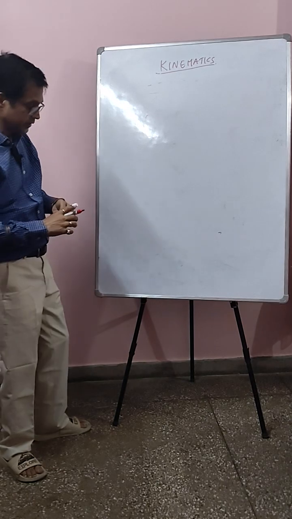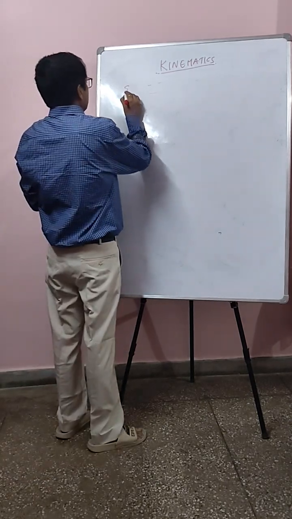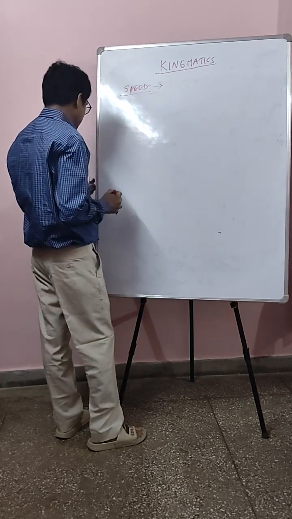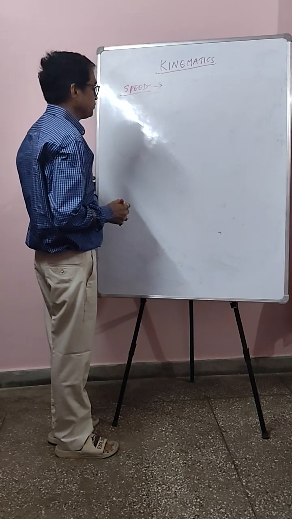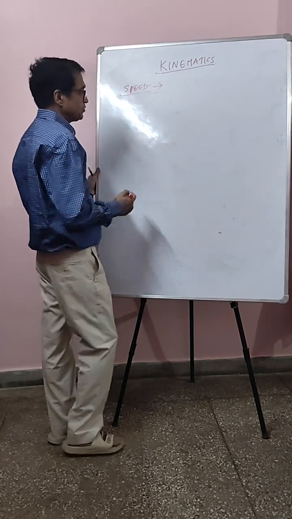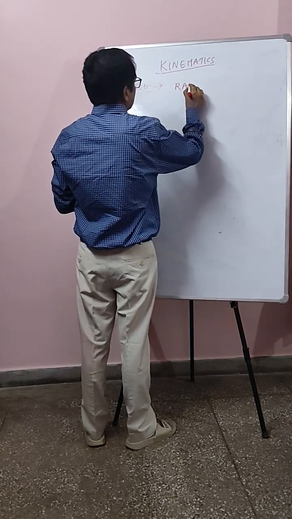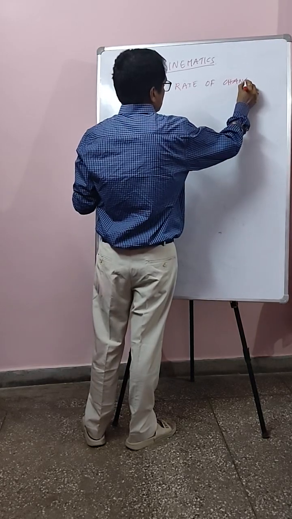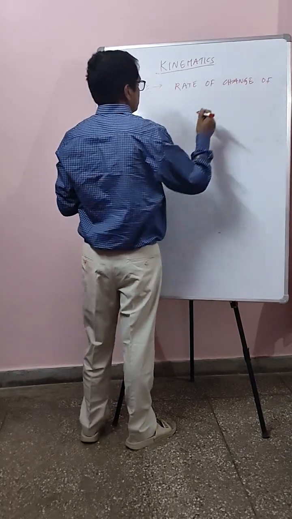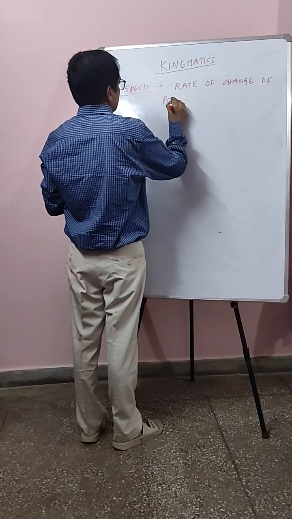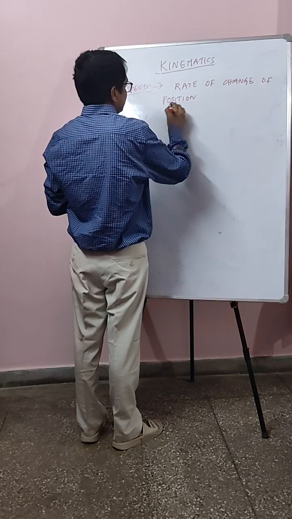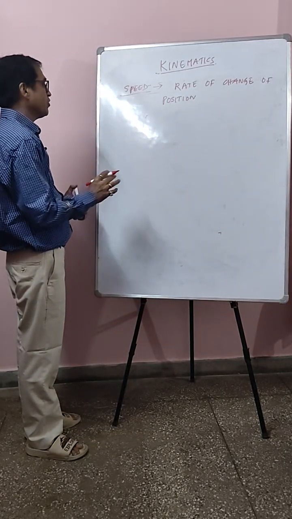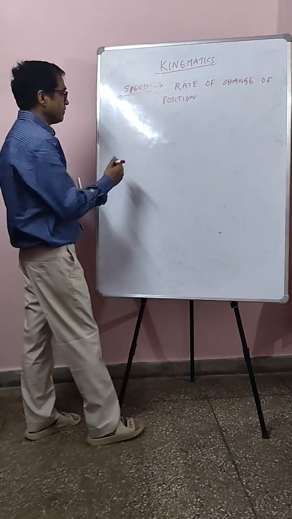Now we are going to define what is speed. What is speed? It is change in position with time, or you could say the rate of change of position. Rate of change of position, that is called speed. And now, how to define average speed.